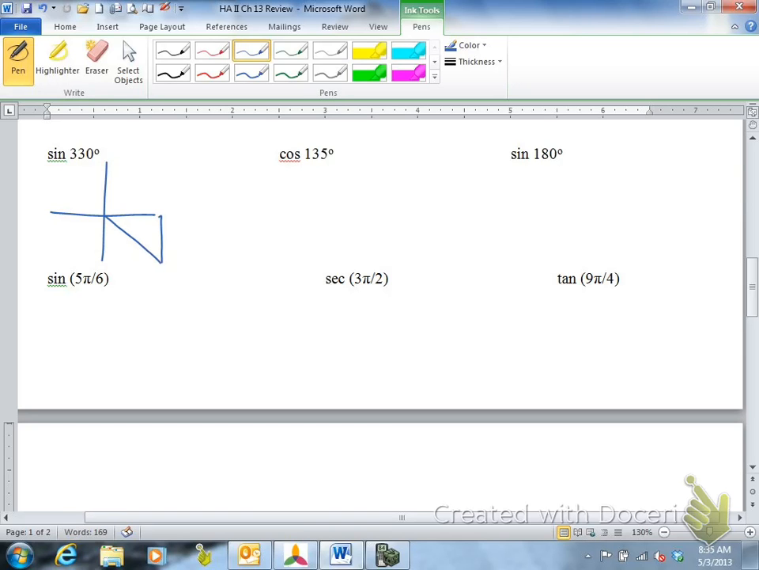You draw the angle. This is 30. This is negative 1. This is 2. So this would be negative 1/2. Sine of 330. Cosine of 135 would be in the second quadrant, 45 degree. This is 1, this is negative 1, square root 2, so that would be negative square root 2 over 2.